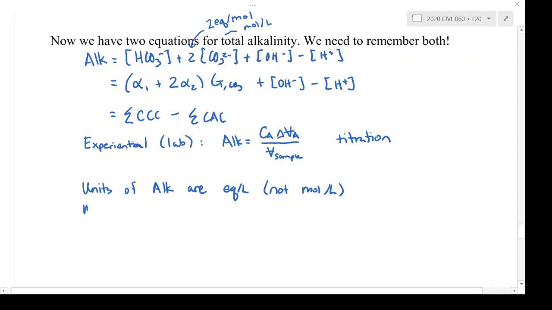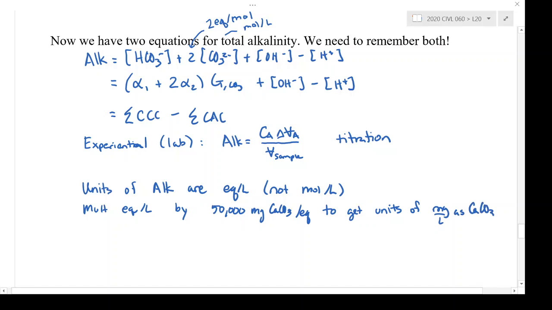Now we can also multiply. So if we have equivalents per liter, we can multiply by 50,000 milligrams of calcium carbonate per equivalent, and that will get us units of milligrams per liter as CaCO3. And that's just one of our units conventions for alkalinity and for hardness and other things.